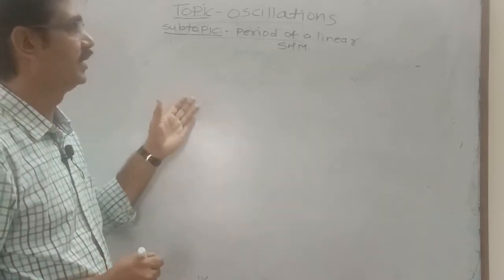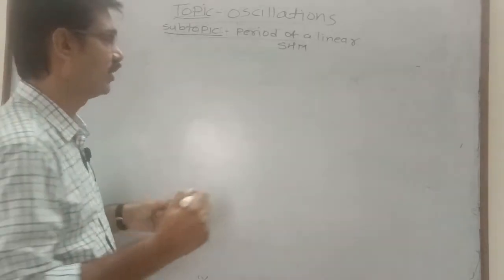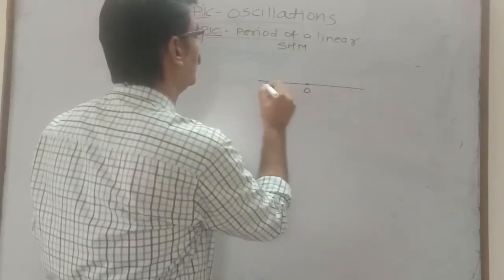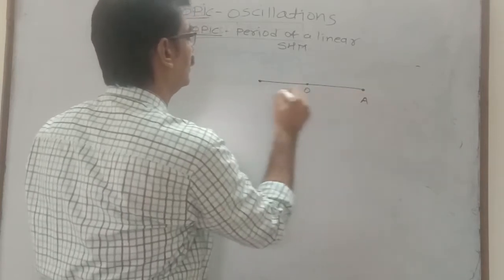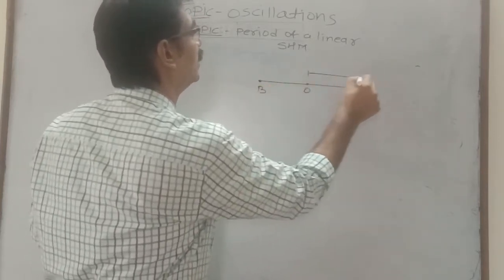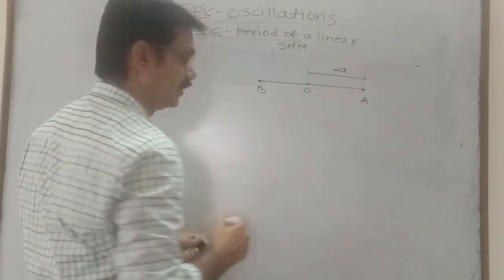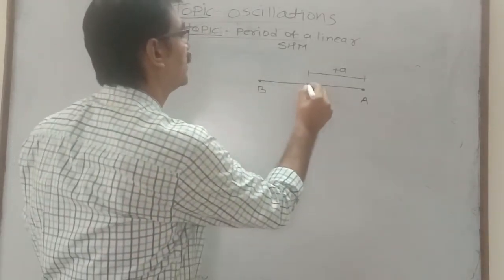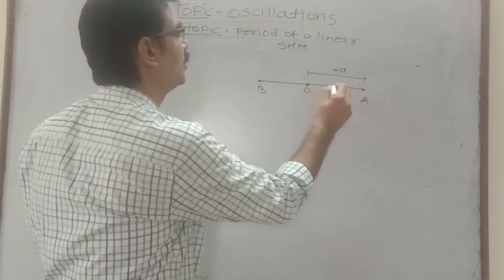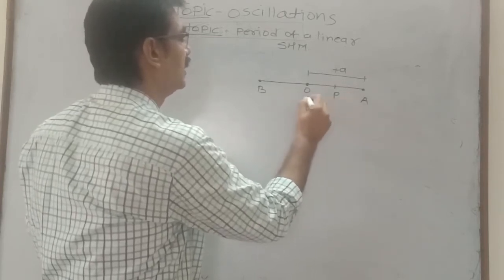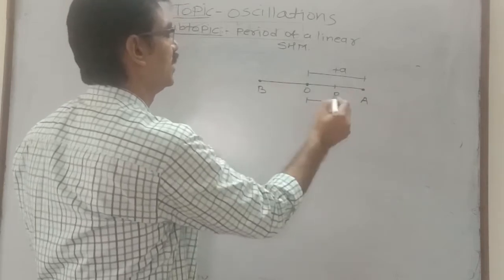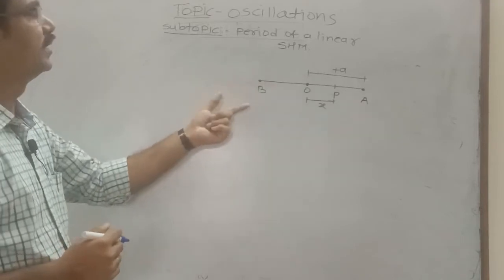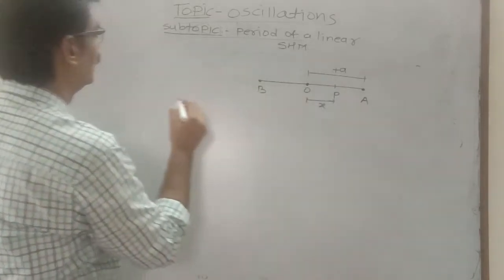Now we have to obtain the expression for the period of linear SHM. For this, consider a particle having mass m performing a linear SHM of amplitude A. When it is at the mean position, its speed is maximum and displacement is 0. Suppose at any instant of time it is at a position P during its motion, and x is the displacement of that particle from the mean position.